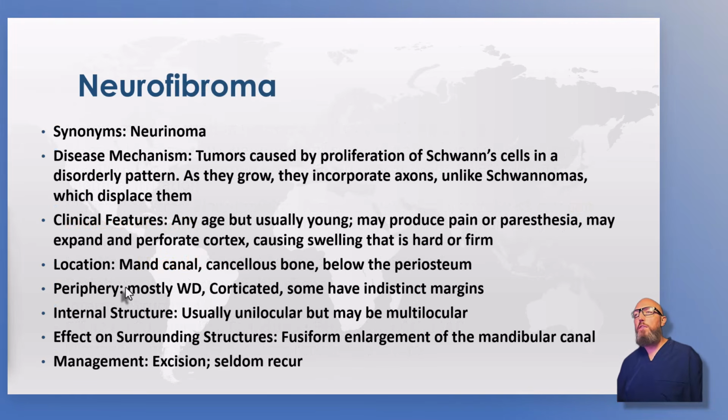Now on to neurofibroma, and we already talked about neurofibromatosis, so you kind of know what these look like. And there's just kind of some technical differences with how it incorporates axons, which is different from a schwannoma, which displaced them. It's going to be really similar to a schwannoma. These typically occur more in the young patients. And so everything else you notice about this is just like your schwannoma, so it may be impossible to differentiate. Same management, excision, seldomly recur.